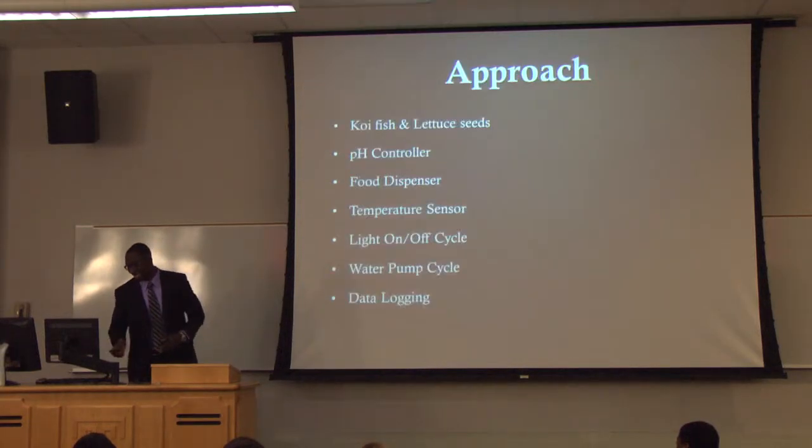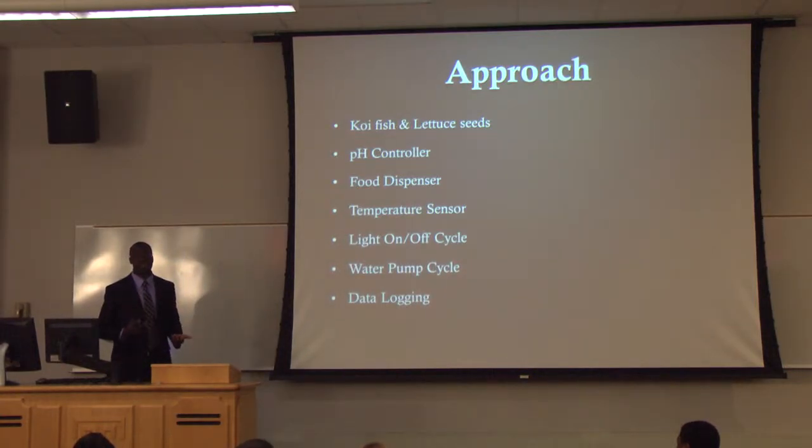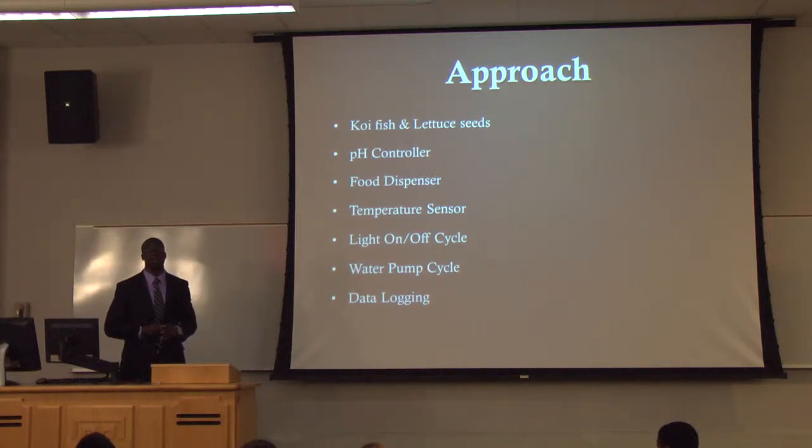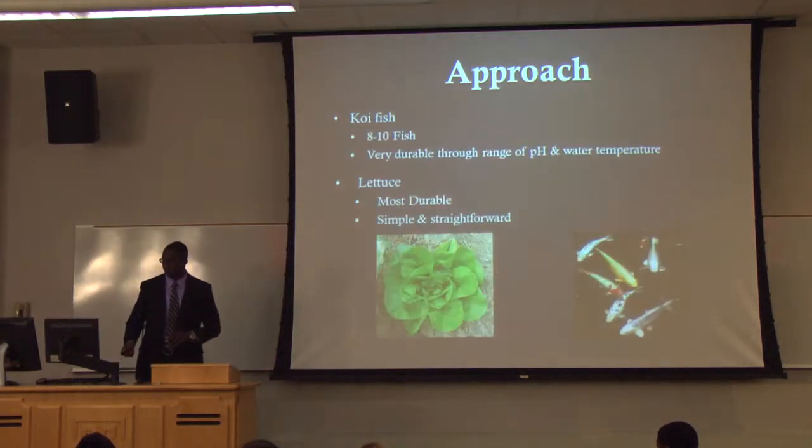So here's our basic overview of what we'll be discussing, all the different aspects that go into the system. We have the fish that we chose, koi fish. We'll be growing lettuce in our system. We have the pH controller that will be regulating our pH levels. We also have the food dispenser that we'll be building, the temperature sensor that we will be building, and our water pump cycle, our light on and off sequence, and the data logging.